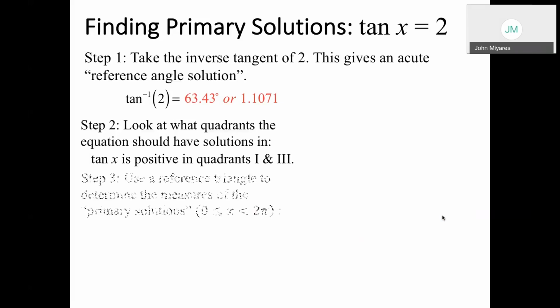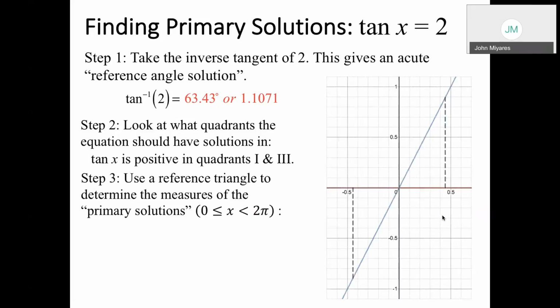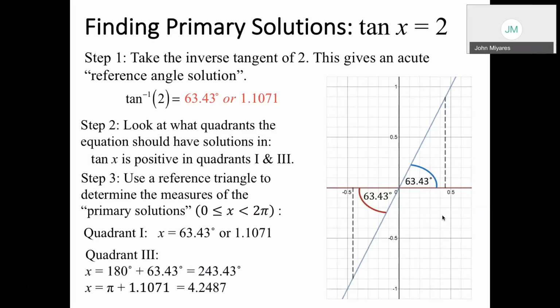We'll want to create reference triangles to locate these angles and to get their measures. The angles will look something like this, with terminal sides in quadrants 1 and 3, each 63.43 degrees away from the nearest x-axis. In quadrant 1, it's going to be just 63.43 degrees or 1.1071 radians. And in quadrant 3, we'll either add 180 degrees or pi radians to our reference angle to get 243.43 degrees or 4.2487 radians.